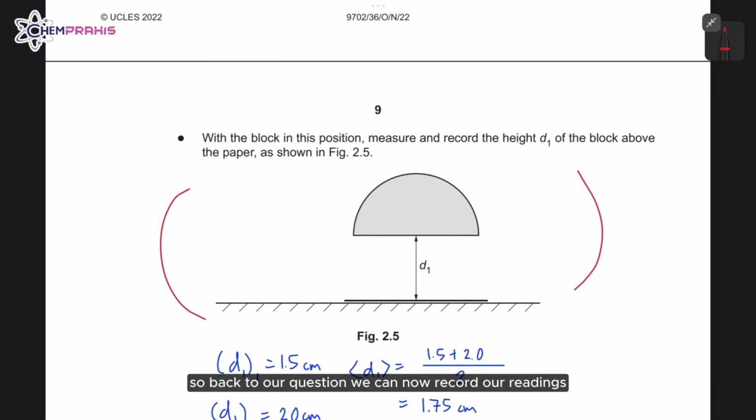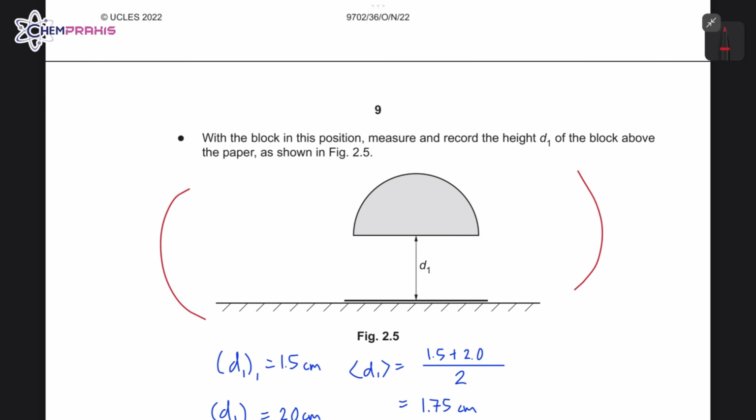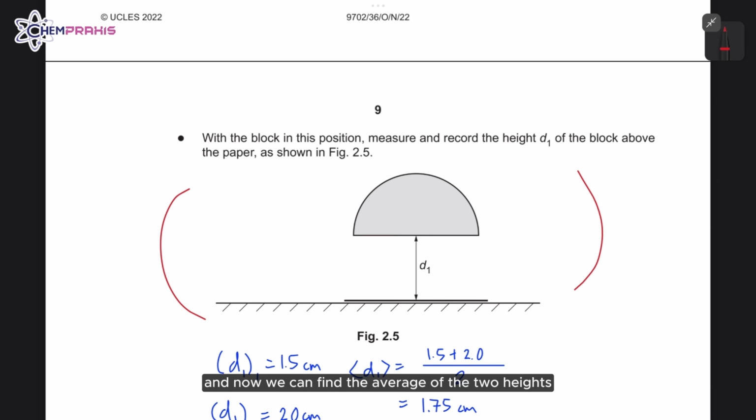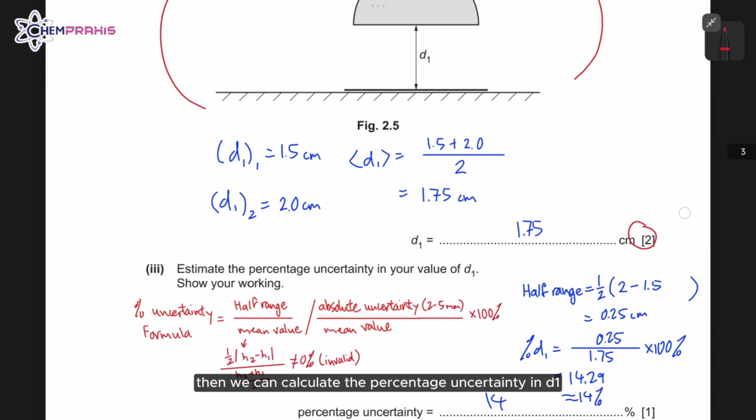So back to our question, we can now record our readings. I have repeated the experiment to get our second measurement, and now we can find the average of the 2 heights to get 1.75 cm. Then we can calculate the percentage uncertainty in D1.